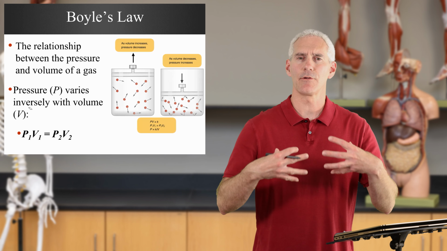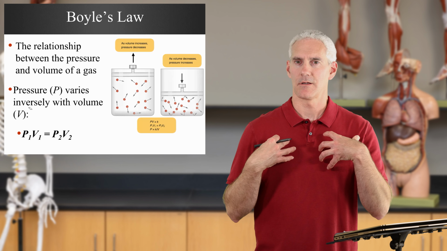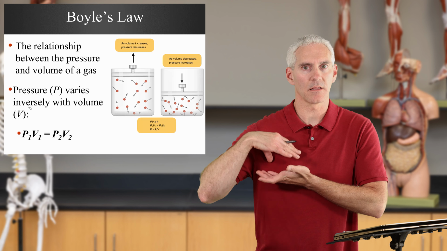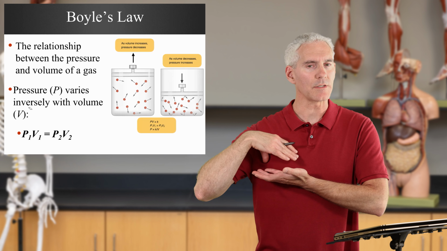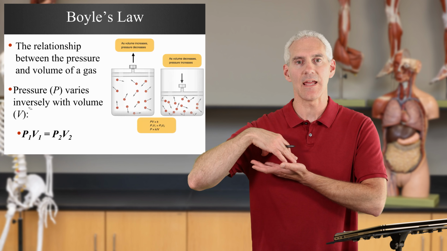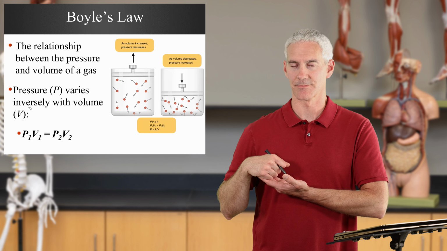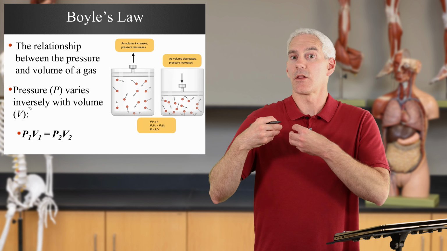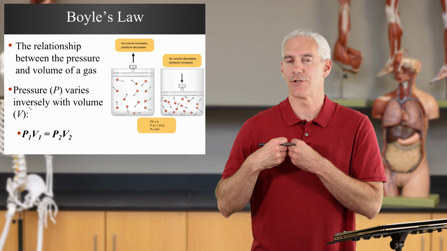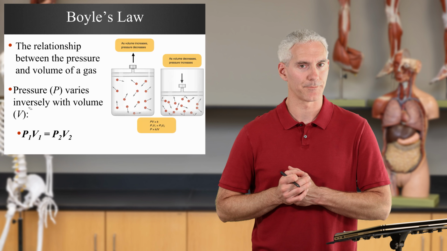Now let's think about that in relation to the lungs. If you're breathing in, think about your lungs. What happens? The lungs get larger. As the lungs get larger, the volume increases. If the volume increases, the pressure decreases. That means you have a low pressure environment in your lungs now. Air flows in because you're trying to reach equilibrium.